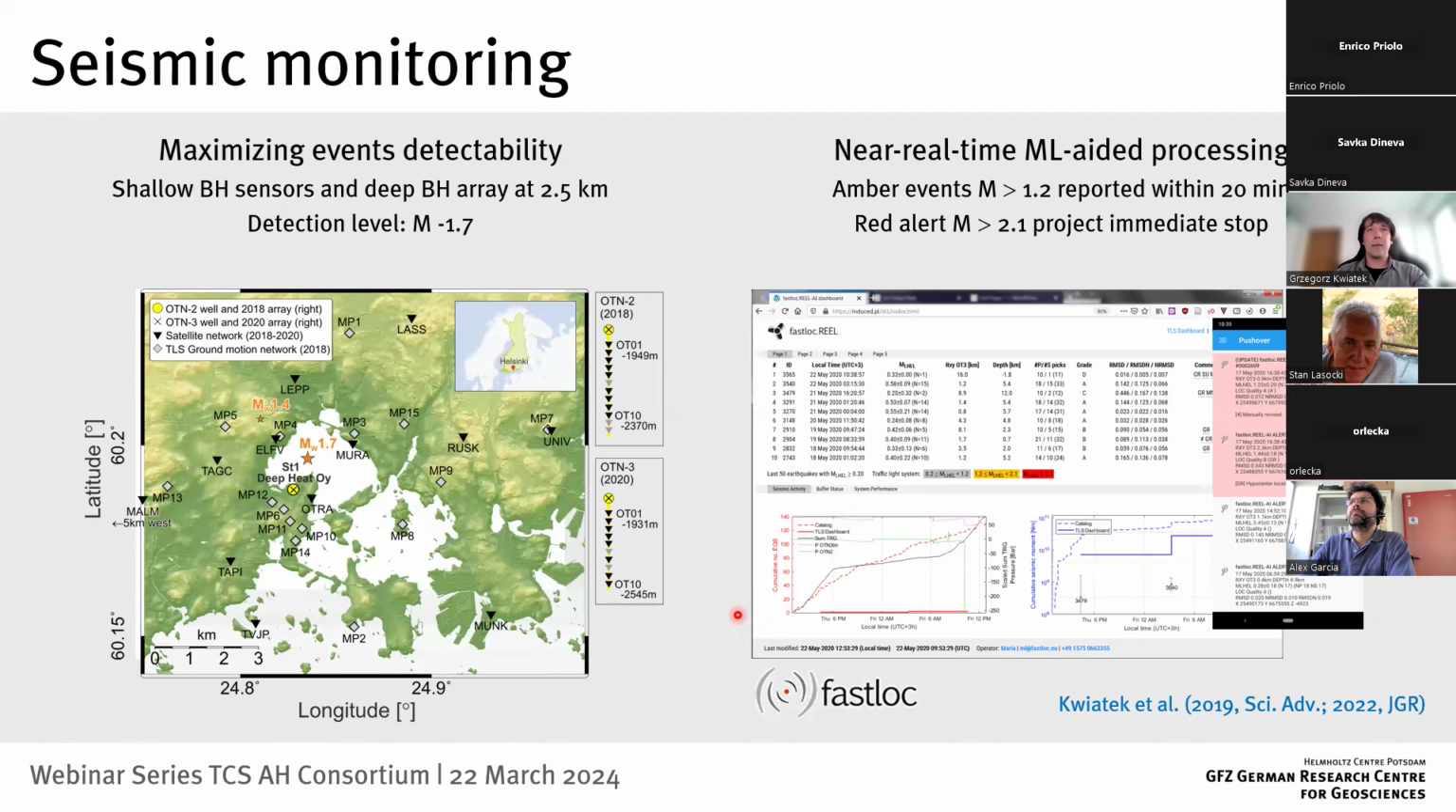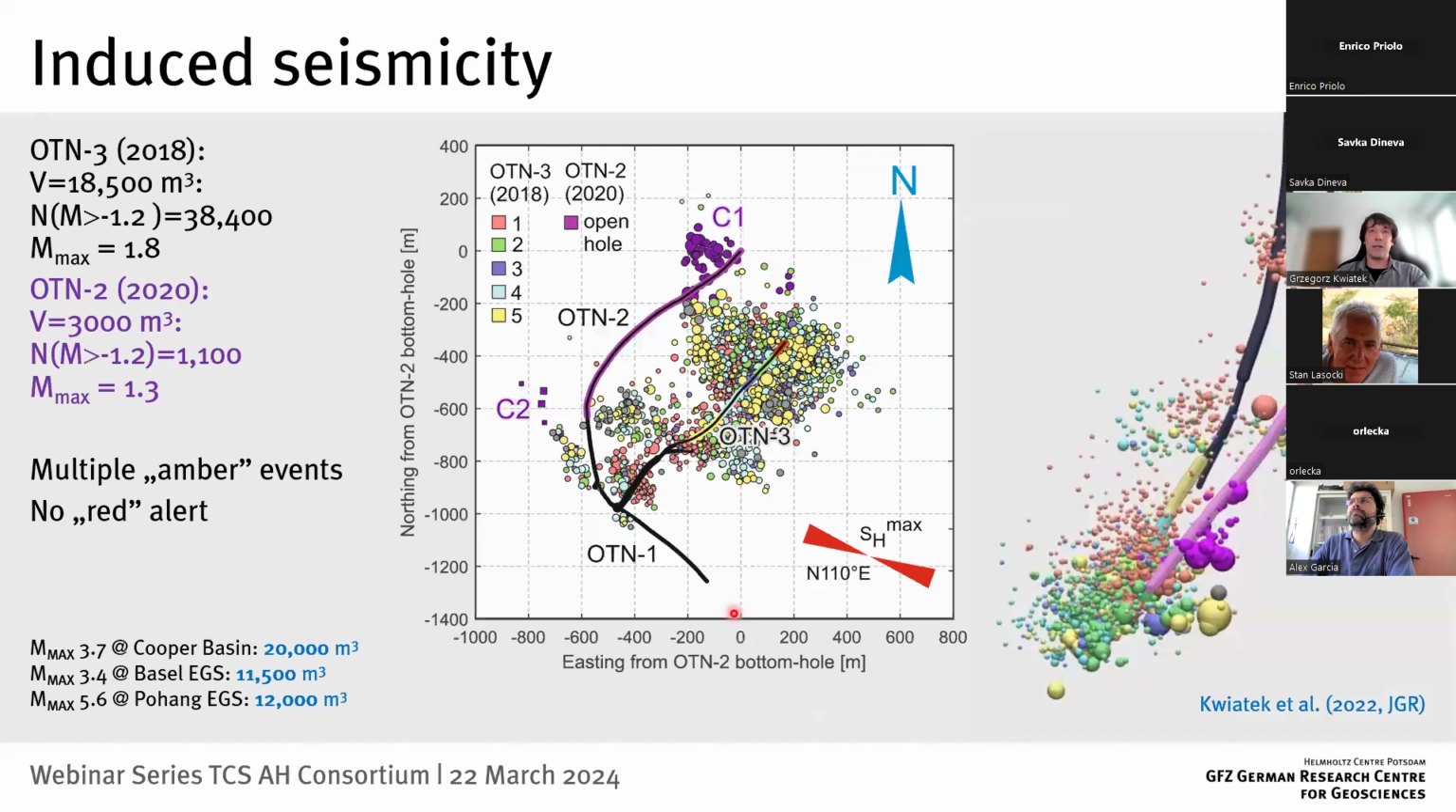In the second stimulation, performed in 2020, it was fully supported by machine learning and fully automated. Basically, we tracked the evolution of seismic activity and warned of critical events via a dedicated website. We had mobile phones, and that was used to control, let's say, the pumping operations.